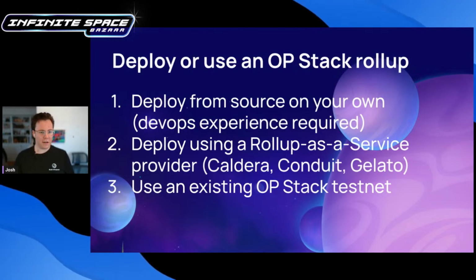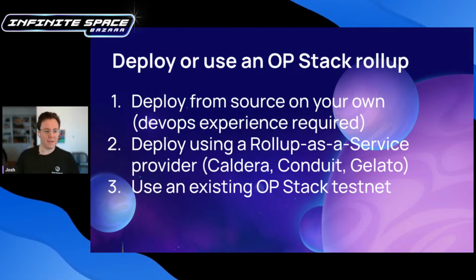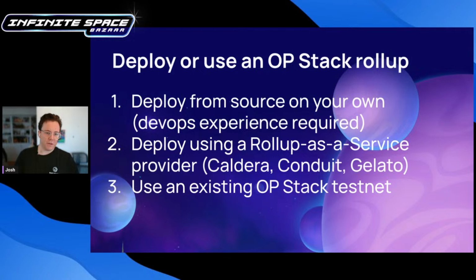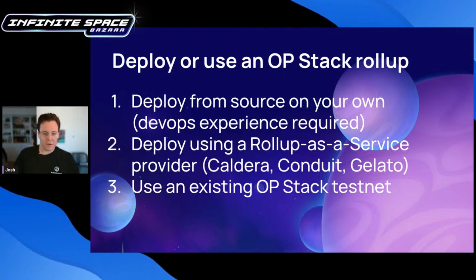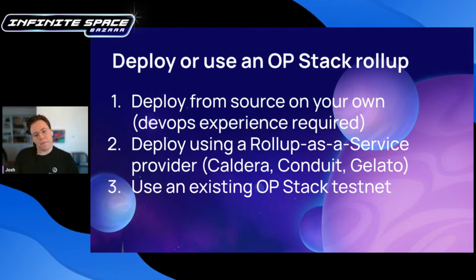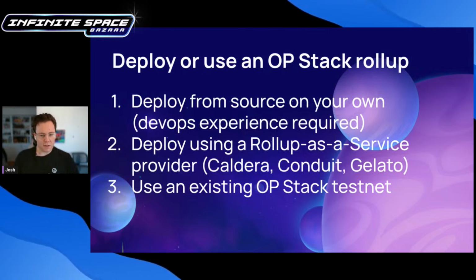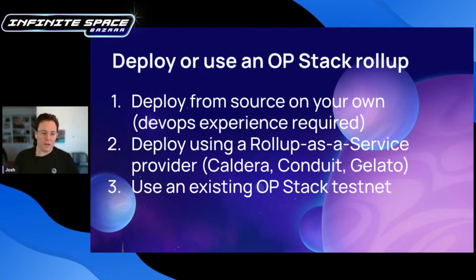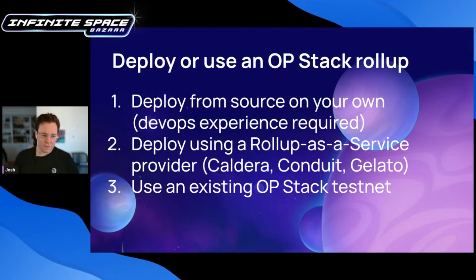There are three different ways to deploy or use an OP Stack rollup. The first one would be to deploy from source on your own. And I would note that you would definitely need some DevOps experience in order to do this. If you're curious about doing that yourself, you can head to the Celestia docs at docs.celestia.org and look in the developers category and learn how to deploy an OP Stack rollup yourself.